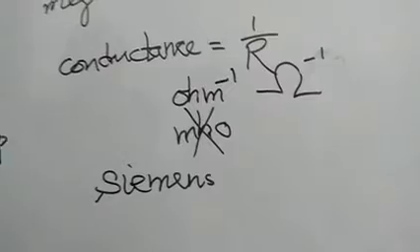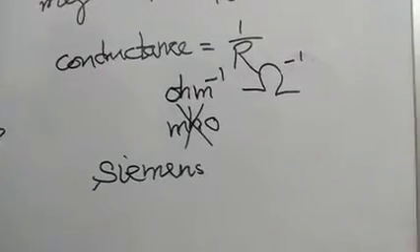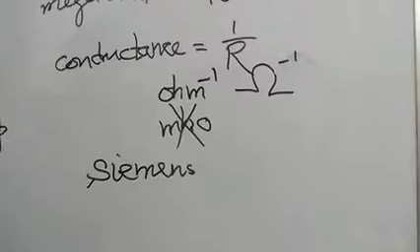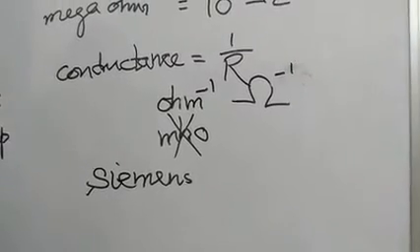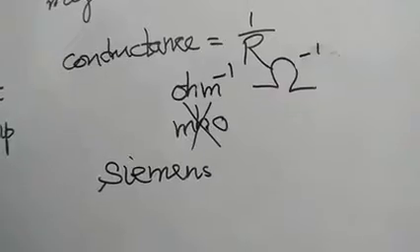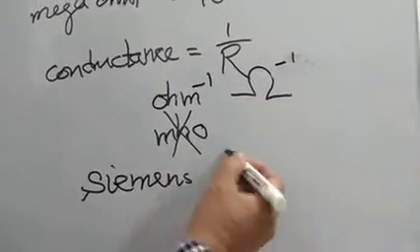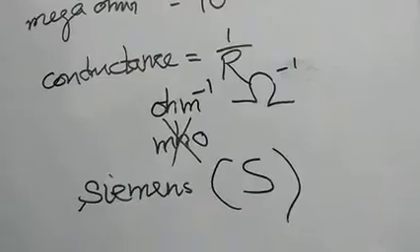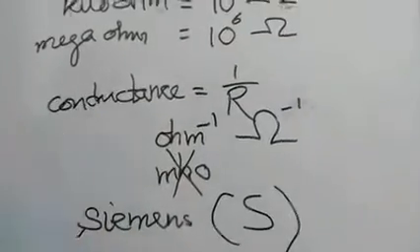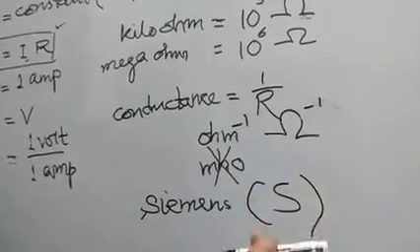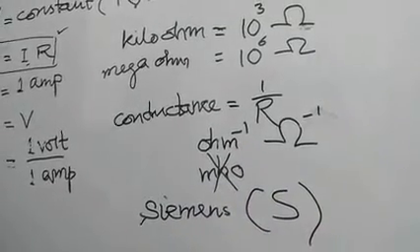Actually, there were two brothers. One of them was an electrical engineer. Another one was also a big shot. So people do not know after whose name this was given. Siemens, and the letter used to represent it is capital S. Siemens is the unit of conductance, which is actually the inverse of resistance.